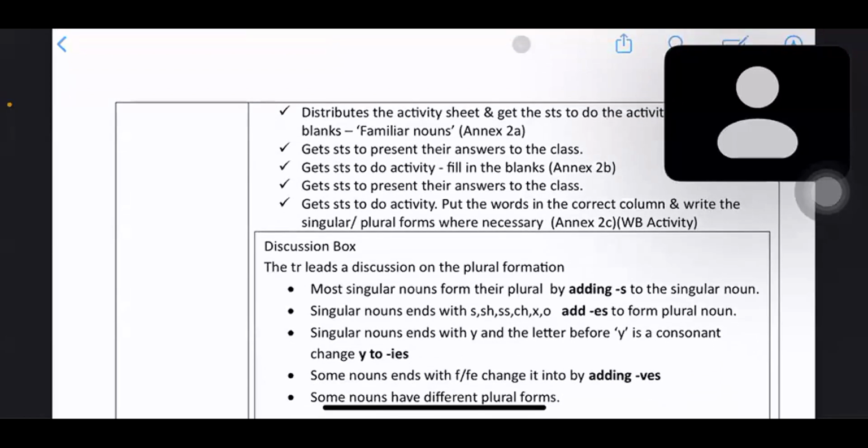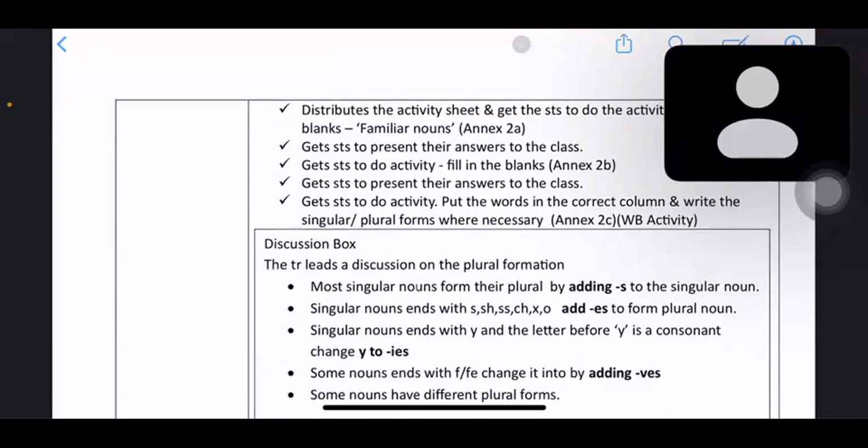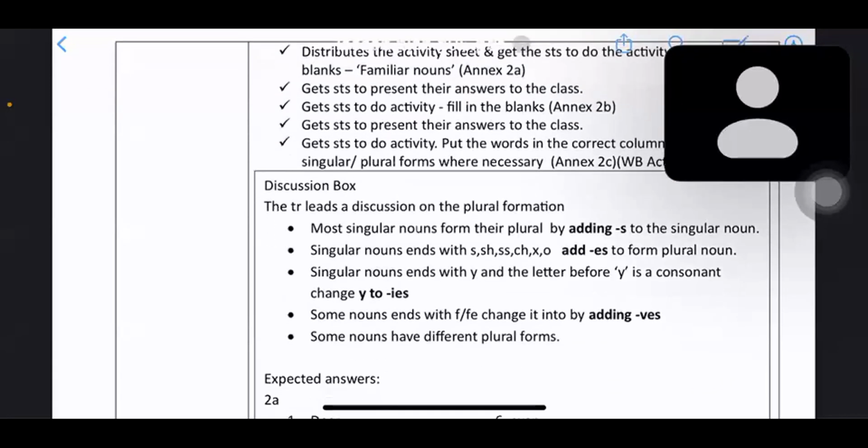Then students do an activity: put the words in the correct column and write the singular and plural forms where necessary. That is in Annex 2C. That is a workbook activity I took from the grade 6 workbook. In the discussion box, the teacher leads a discussion on plural formation.